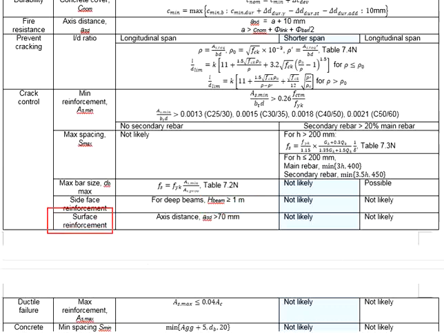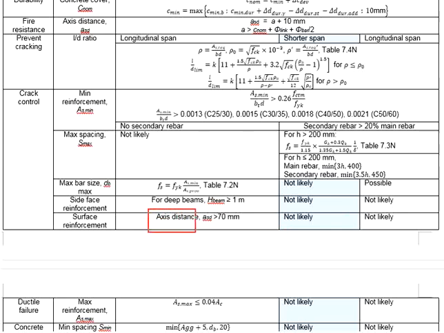Next is about the surface reinforcement. The surface reinforcement is normally associated with large axis distance exceeding 70 mm. Don't get confused with the side face reinforcement. Side face reinforcement is for deep beam. As for the surface reinforcement, it is regardless of whether the beam is deep or shallow, as long as the axis distance exceeds 70 mm, then you will need the surface reinforcement.